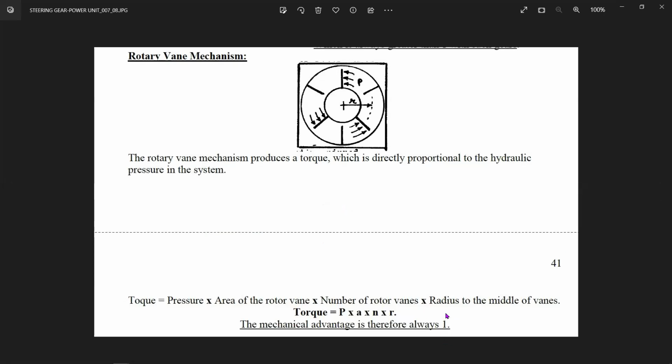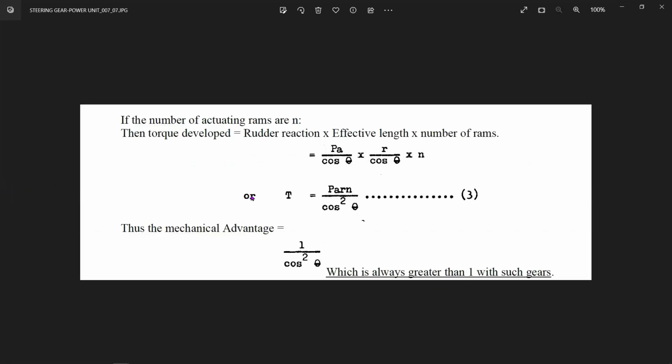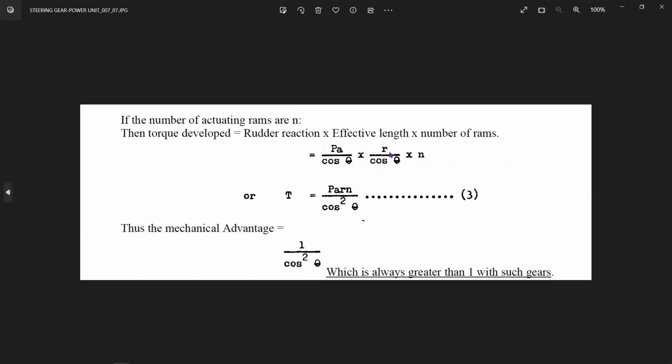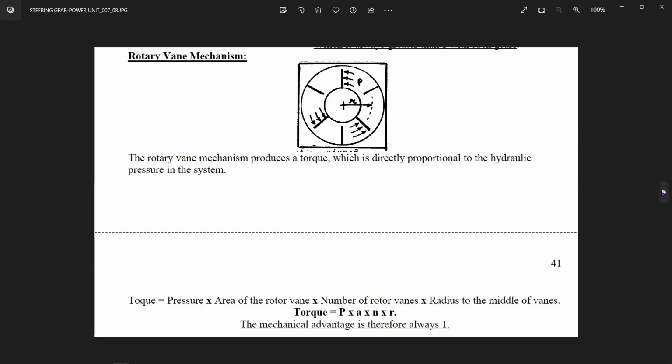So this, the mechanical advantage being 1, has got a lesser efficiency than that one. So torque over here will be much more in the ram type if you have the same pressure and the same cross-sectional area. So this one has got a lesser mechanical advantage than that. Mechanical advantage is therefore 1, so that one is better, with higher mechanical advantage. That's why the ram type steering gear is much more popular than the rotary vane steering.